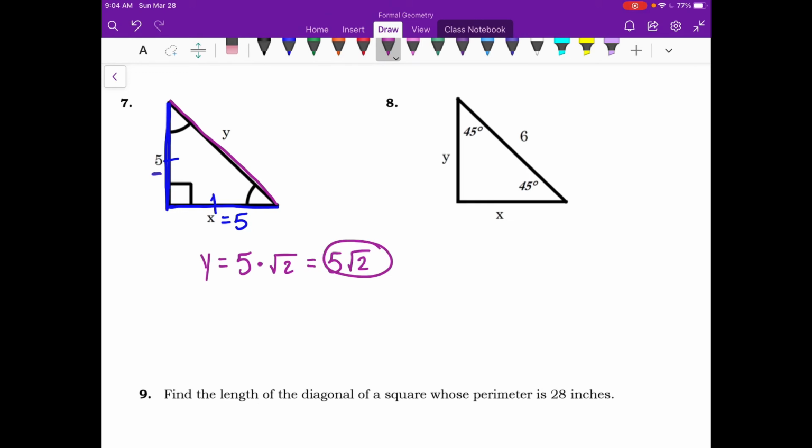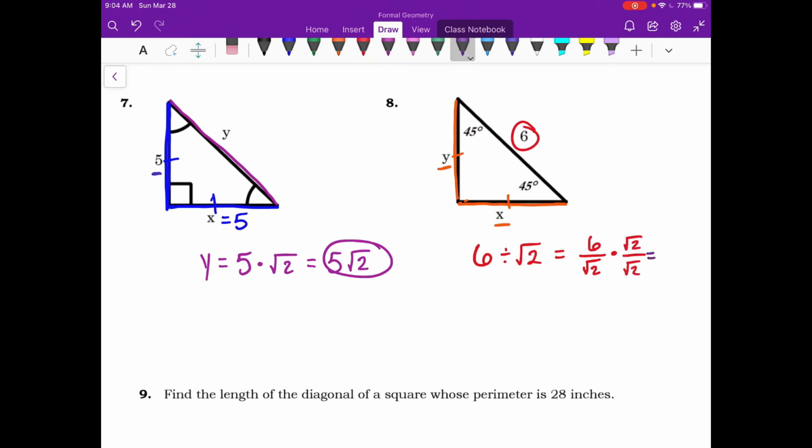On number 8, I have 2 variables again. These 2 variables are here, and they are talking about my legs, which are the same. So how do I find a leg? When given the hypotenuse, which is 6, I need to take 6 and divide it by square root of 2 to get smaller. So I'm going to write that as a fraction again. So 6 over square root of 2. I need to rationalize this fraction by getting rid of the radical at the bottom. So I'm going to multiply by the square root of 2 on the top and the bottom.